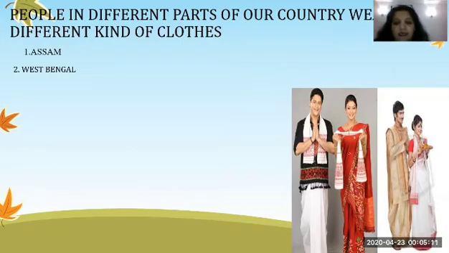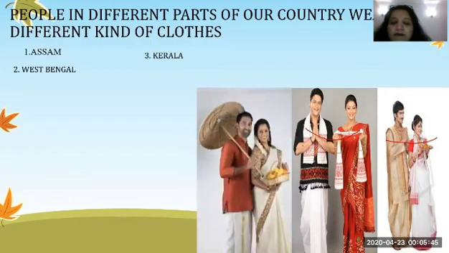So you can clearly see the difference in the costume of Assam and the costume of West Bengal. As you are aware, India has 28 states, and it is very true that we can understand whether a person belongs to the eastern, western, northern, or southern part of India by looking at the type of clothes that they wear. Now let's have a look at the next state, that is Kerala. Here you can see the people of Kerala and the clothes which they are wearing.